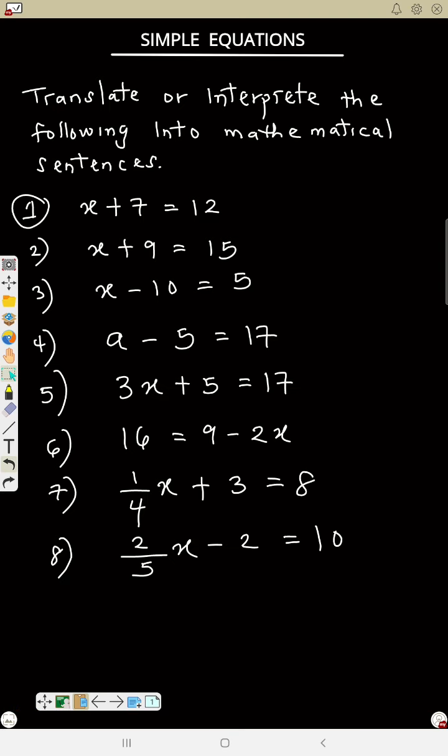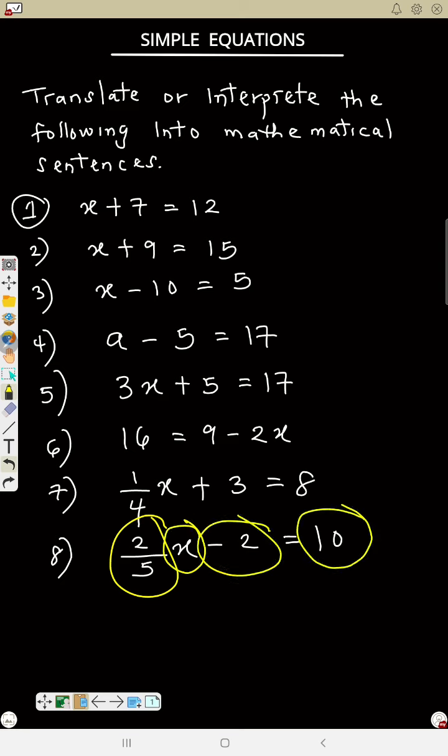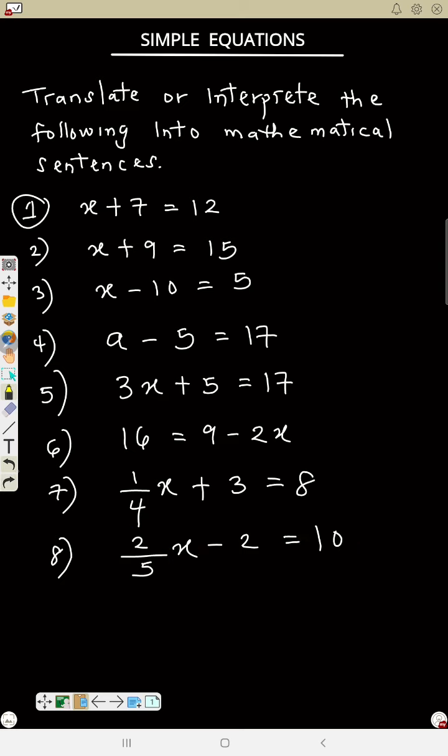Now what of the last one? Yeah, this is 2/5. 2/5 of a certain number minus 2 gives 10. So try it. Now let's see from sentences back to equation. This one is equation to sentence. So now let's see from sentences back to equation. So now you need to try that.